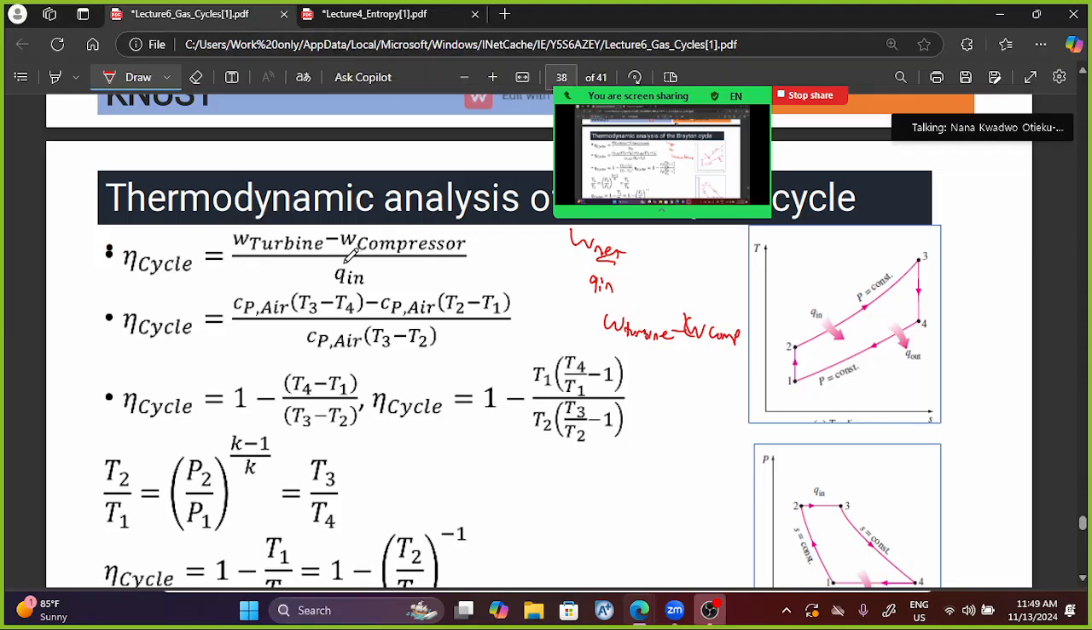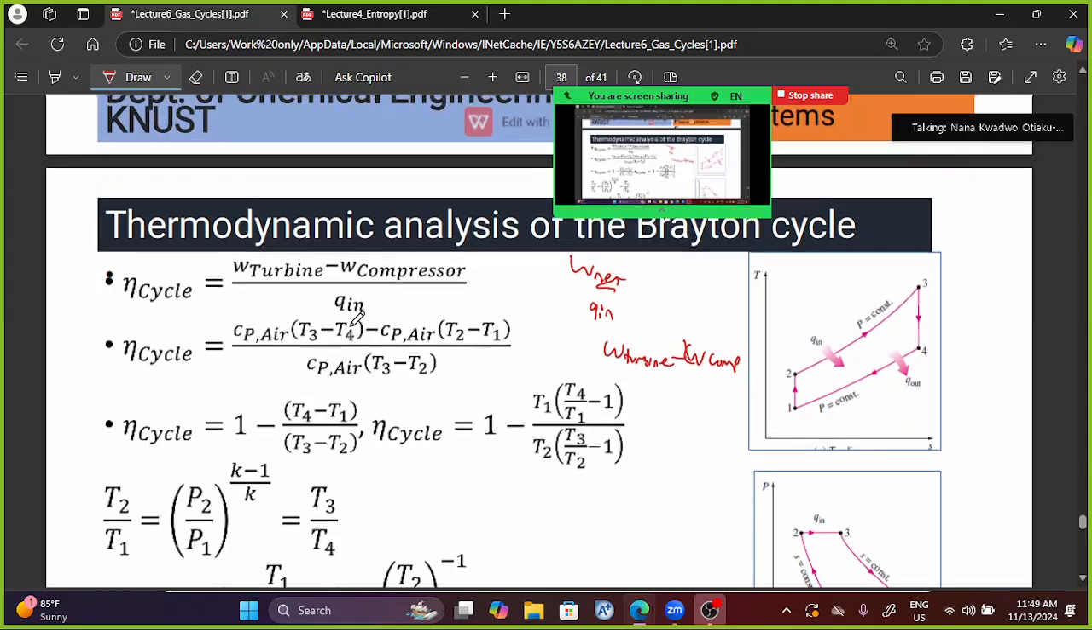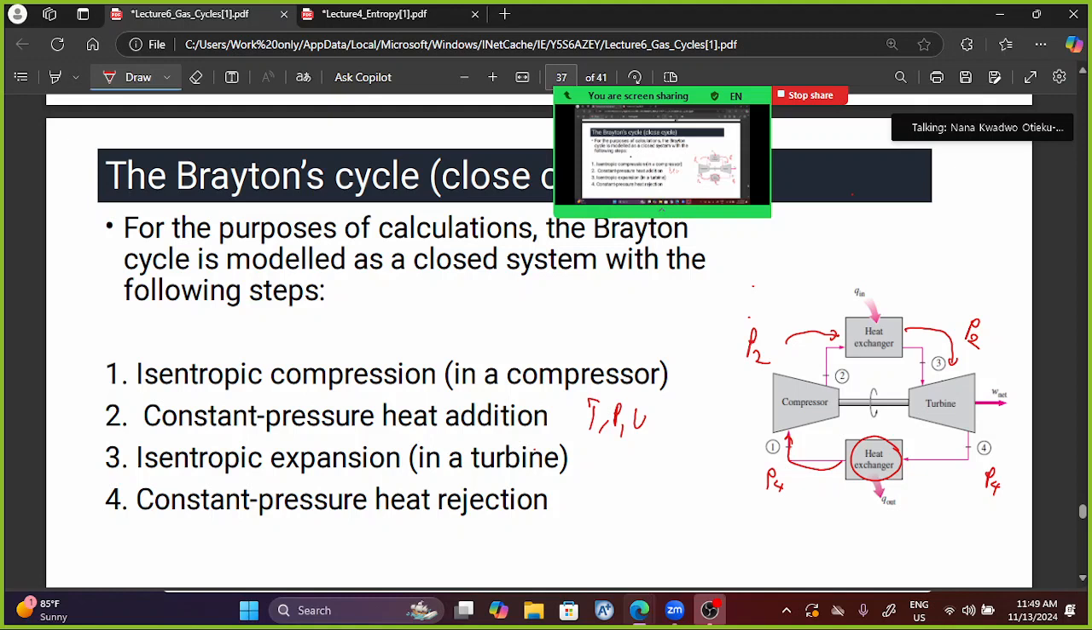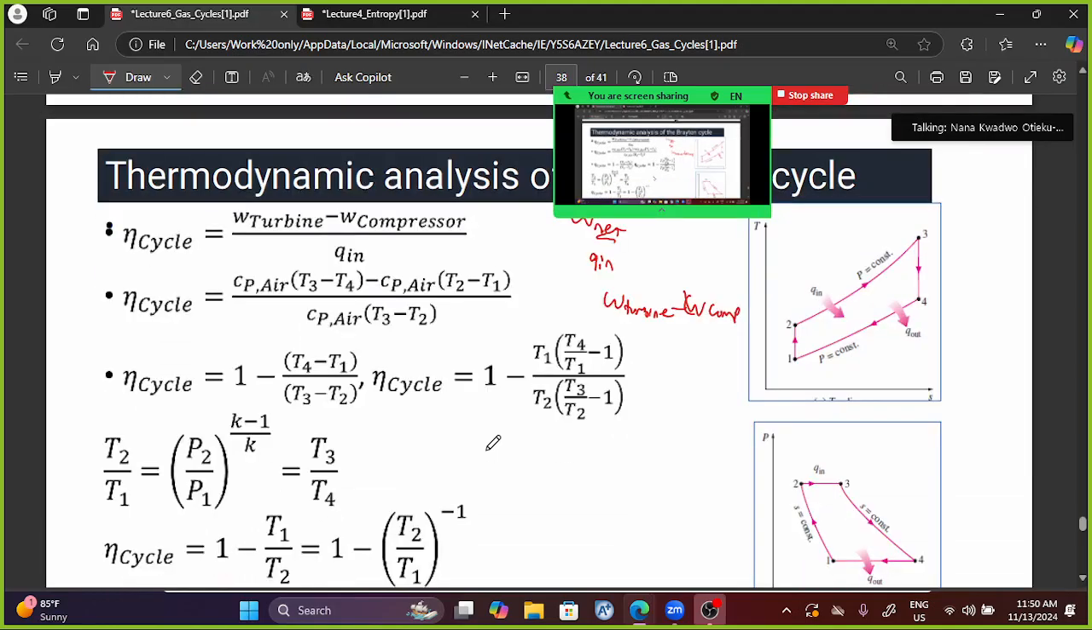So the net work is going to be what we are getting out minus what we put in, divided by our Q in, which we know to be Cp (T3 minus T2). The reason why it is T3 minus T2 is because this is where Q in is being done, right? And since it's an open system, we have here Cp T3, what's coming out here, minus T2, what's coming in there. So that's for the Q in, right?